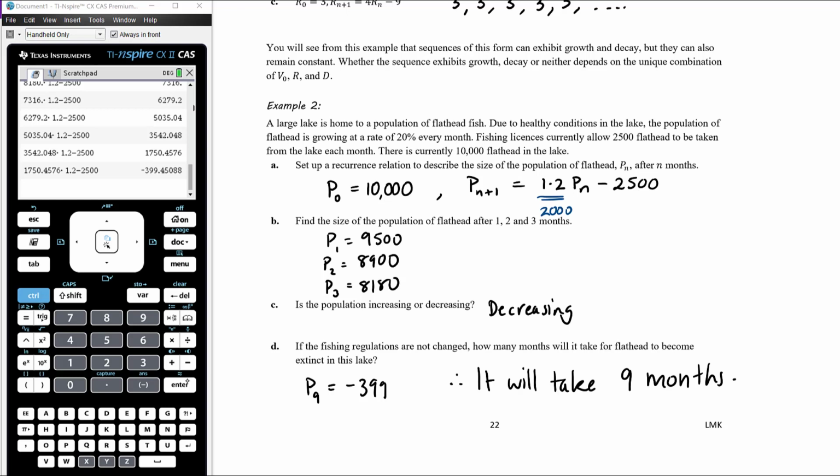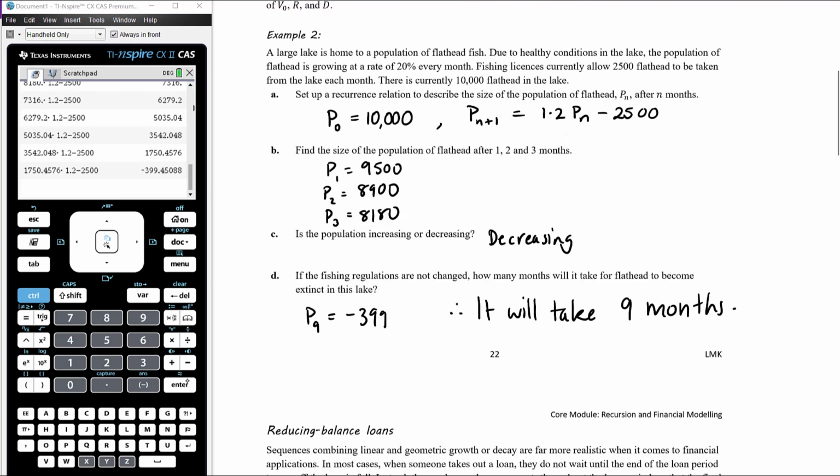And then the 20% increase will be even less than 2,000 fish, and we're still taking out 2,500. So it's going to decrease by even more, okay? So what you want to think about is that balancing. If the 20% increase means that the population is naturally increasing by 2,000 fish in the first month, then if we were to fish out 2,000 instead, we would still have 10,000 fish, and we would keep the population steady at 10,000. If we were to fish out less than 2,000, the population would start to grow because they'd be breeding more than we're fishing out.